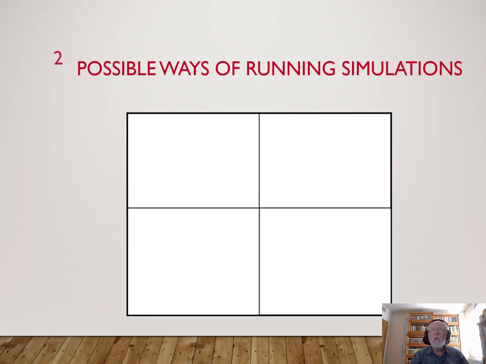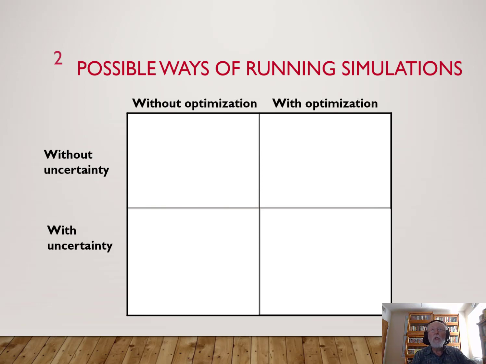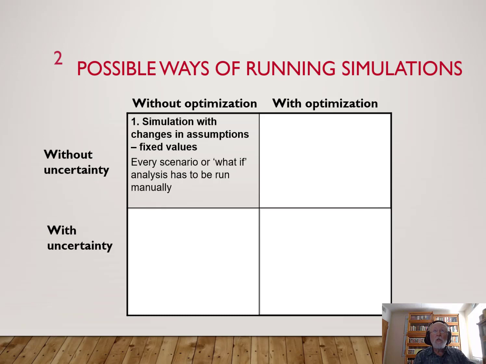Okay, in PowerSim Studio, there are basically some possible ways of running simulations. You can run them without uncertainty and with uncertainty. You can run them without optimization and with optimization. So let's look at these quadrants. The first is basically what most of us do. Every scenario or what-if analysis has to be run by us or our clients manually. So you'd like to change the value of a constant, you move a slider, you rerun the model.